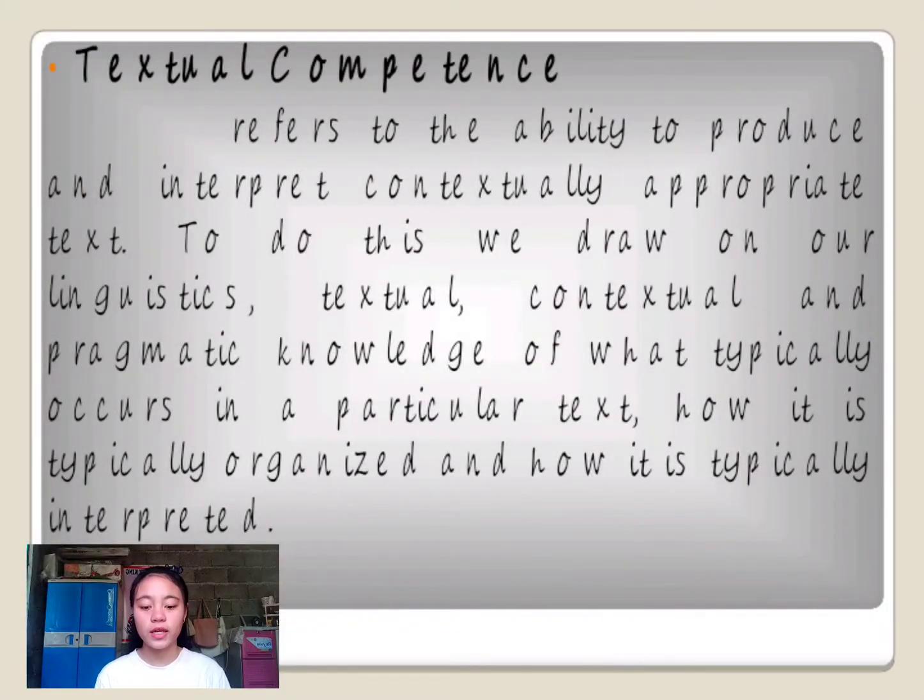Textual competence refers to the ability to produce and interpret contextually appropriate text. To do this, we draw on our linguistic, textual, contextual, and pragmatic knowledge of what typically occurs in a particular text, how it is typically organized, and how it is typically interpreted. In this, textual competence is knowledge of regularities and conventions of text, genres, and text types.